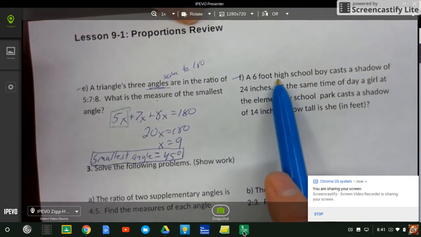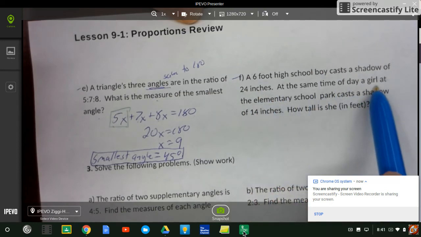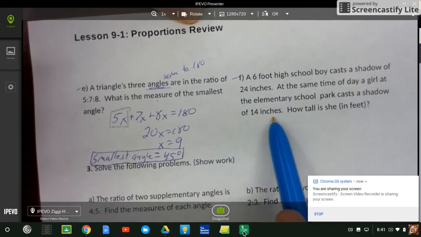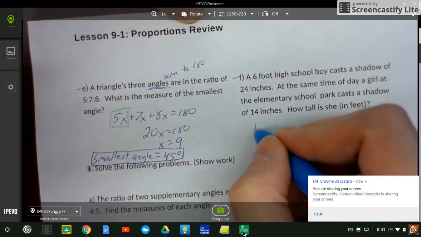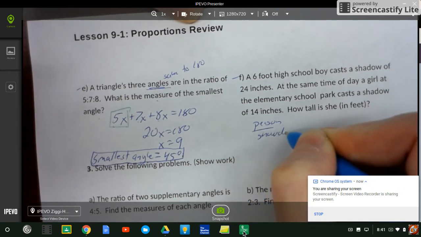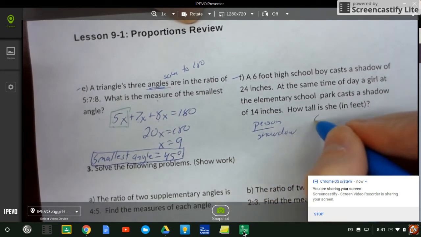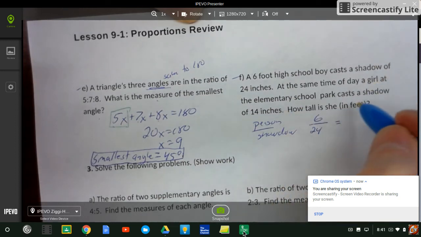Last one, a 6-foot high boy cast a shadow of 24 inches. Same time of day, a girl in the elementary school cast a shadow of 4 inches. How tall is she? Doesn't matter, it's a boy and a girl. We have a person and a shadow. Okay, so a 6-foot tall cast a 24-inch shadow. At the same time, she is 14.